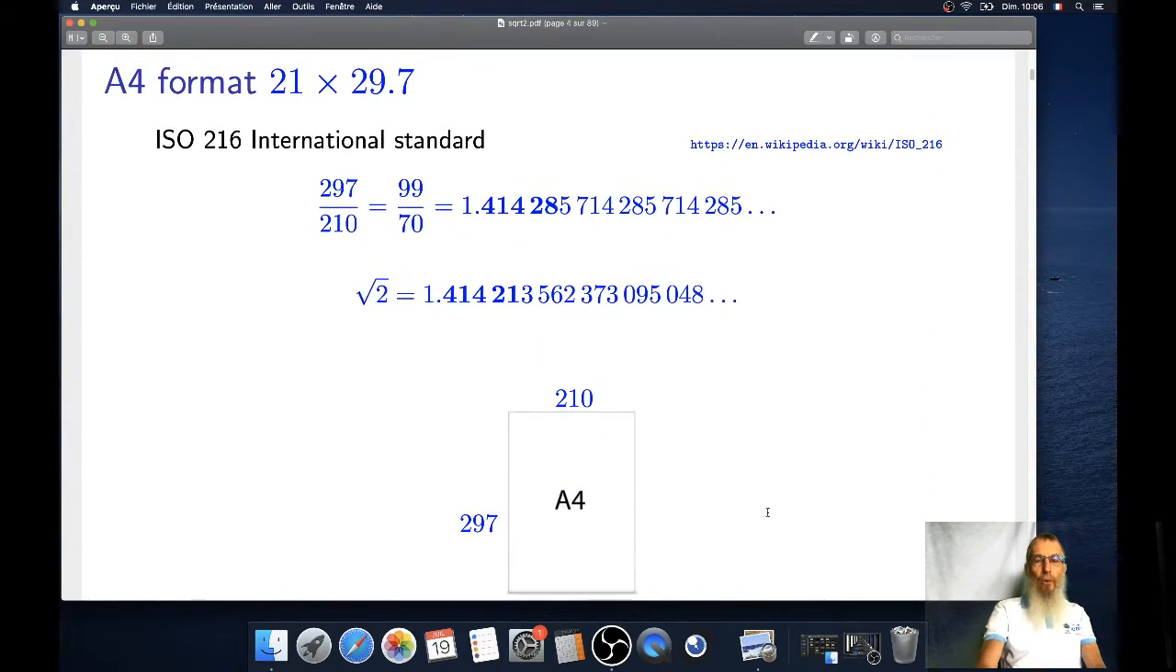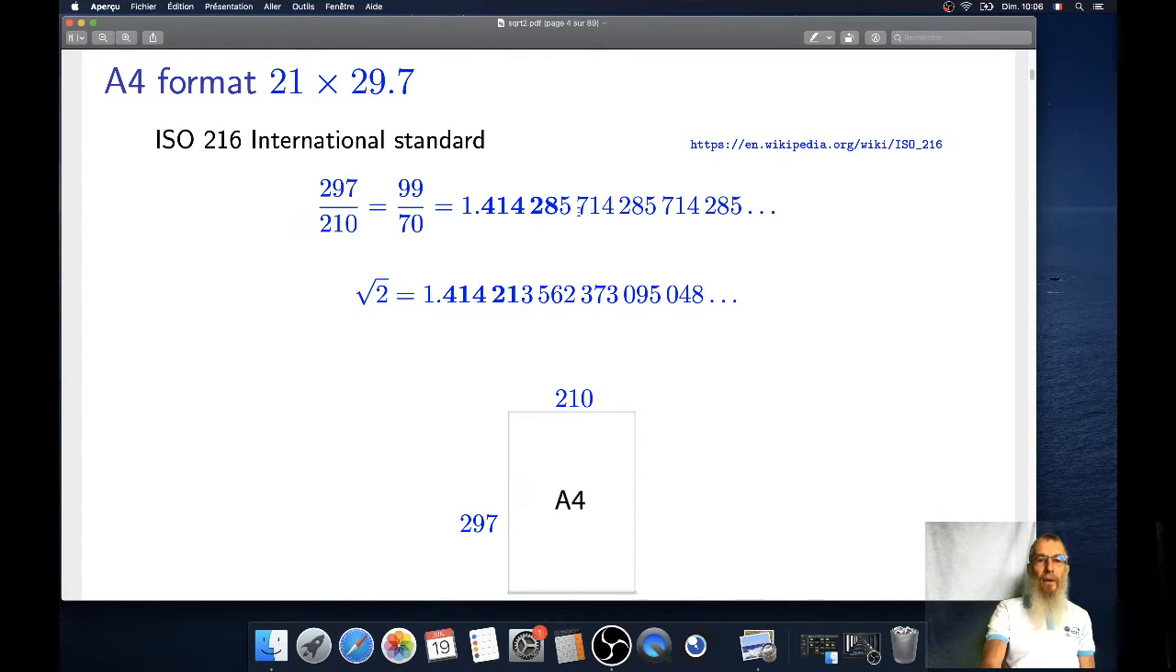So I told you just before about the A4 format. In centimeters, it is 297 for the large side and 210 for the small side. What I call the proportion of this paper is the quotient, the ratio 297 divided by 210. And if you simplify by 3, you get 99 divided by 70. And this is an approximation to square root of 2. Again, this is a rational number.